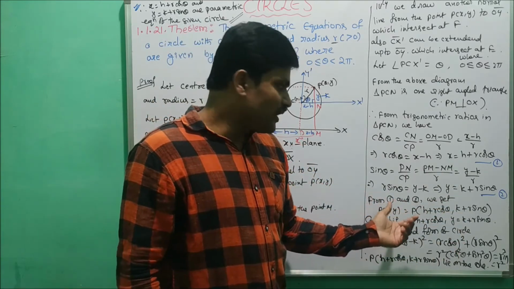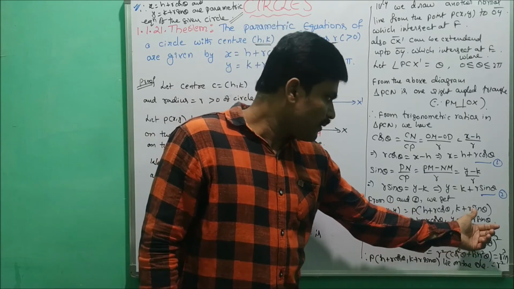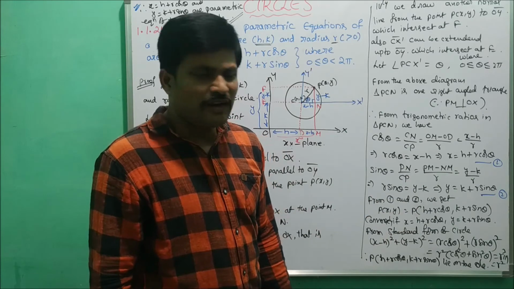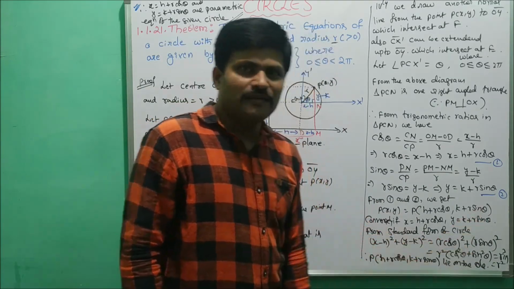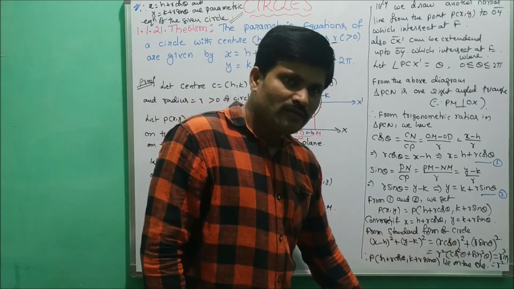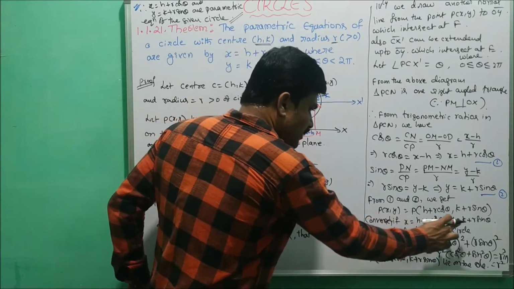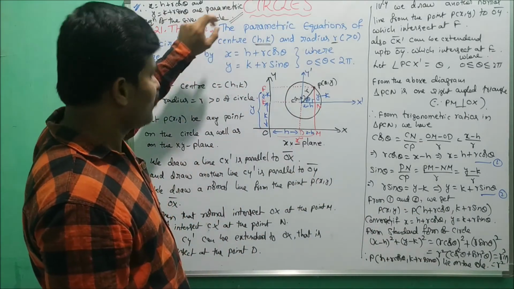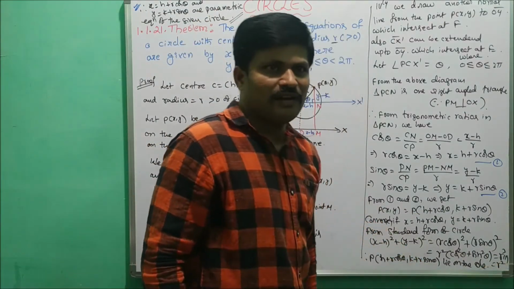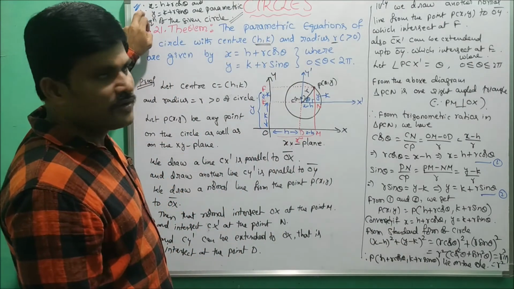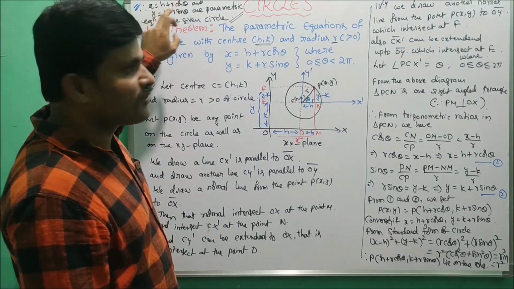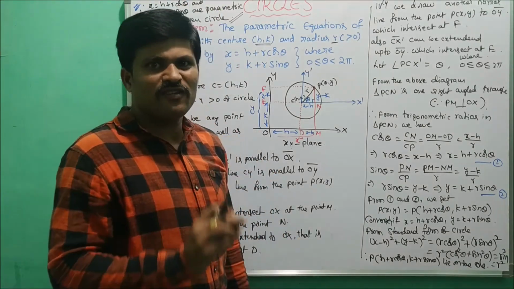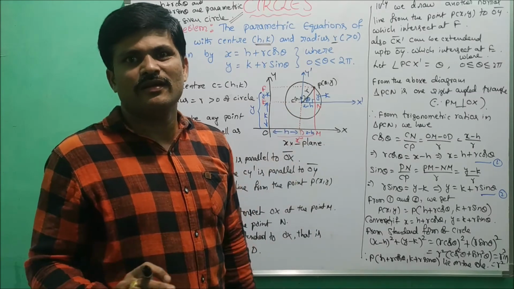So conversely, we assume a point h plus r cos theta and k plus r sin theta. We have to substitute the point in the center form of the equation of the circle. Clearly, it satisfies the circle. Therefore, the point P with x equal to h plus r cos theta, y equal to k plus r sin theta clearly lies on the circle. Therefore, x equal to h plus r cos theta, y equal to k plus r sin theta are the parametric equations of the given circle. So this is the procedure for the parametric equation of the circle. Please note it down.